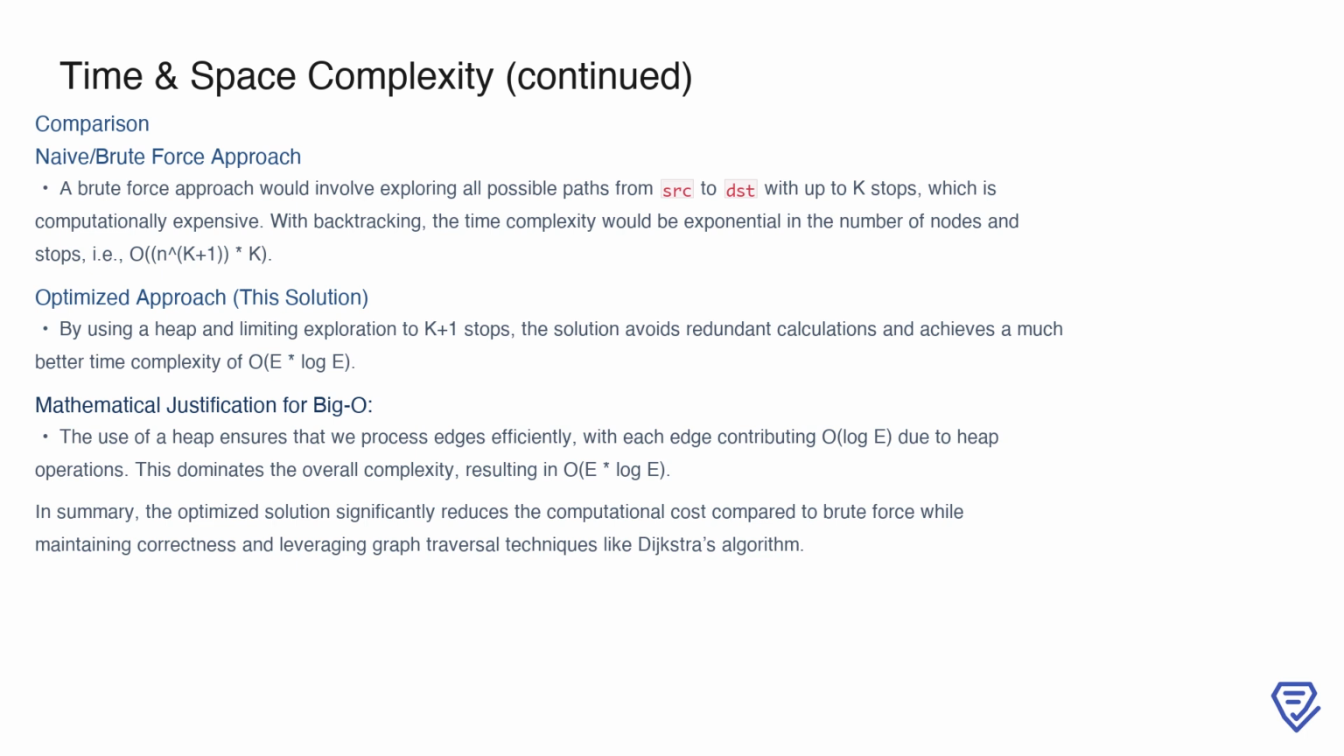In contrast, the optimized approach leverages a heap and limits exploration to k plus 1 stops, avoiding redundant calculations. This reduces the time complexity to O(e * log e). The mathematical basis for this improvement lies in the use of the heap, where each edge contributes O(log e) due to heap operations, and this dominates the overall complexity.